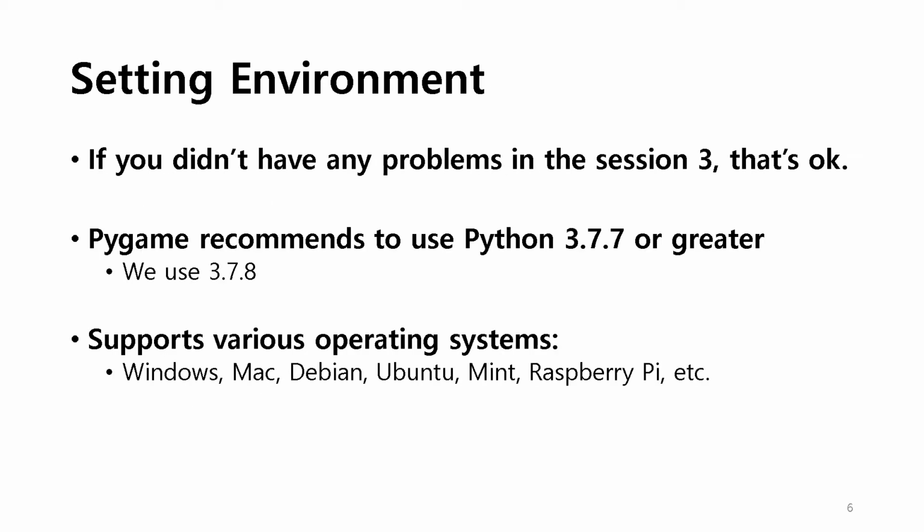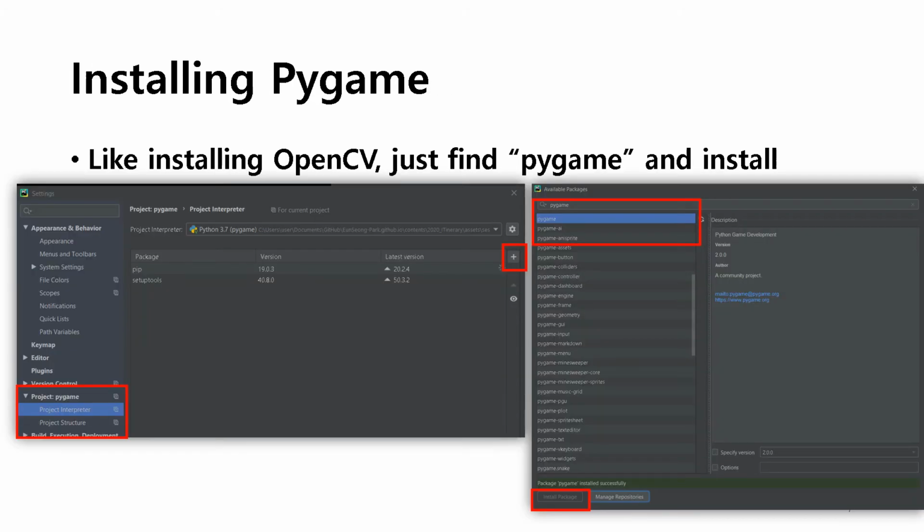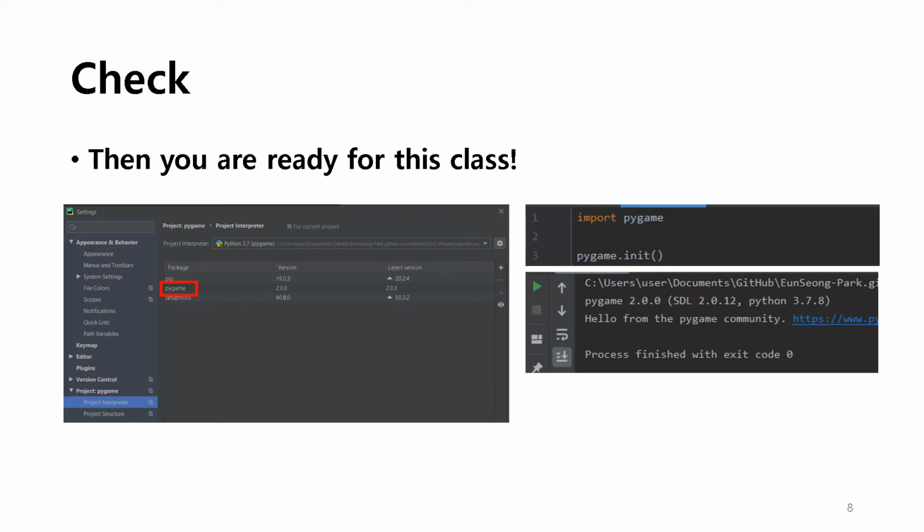I think the only thing you have to do is install the Pygame library. So you may not have any problem if you have done the previous class. Like OpenCV in the previous session, you can just go to Settings, Project Interpreter, find Pygame and install. That's all. After installation, check if the Pygame package is installed successfully. For this, import pygame and use the pygame.init function. Then some message will be printed out with a version. Then you are ready for this class. Good job!